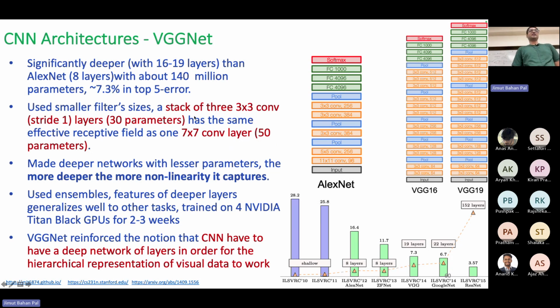This thing we have seen in the previous slides, the receptive field. They exploited the receptive field idea, stacking more smaller convolutional filters to get a good representation using a lower number of parameters. So they made deeper networks with fewer parameters. The deeper, the more nonlinearity it captures. They used ensembles, and found that the features of the deeper layers generalize well to other tasks also. It was trained on 4 NVIDIA Titan Black GPUs for 2 to 3 weeks during that time, in 2014 or so. What they reinforced is the notion that CNNs have to have a deeper network of layers in order for the hierarchical representation of visual data to work. The deeper it is, the more representation it captures.